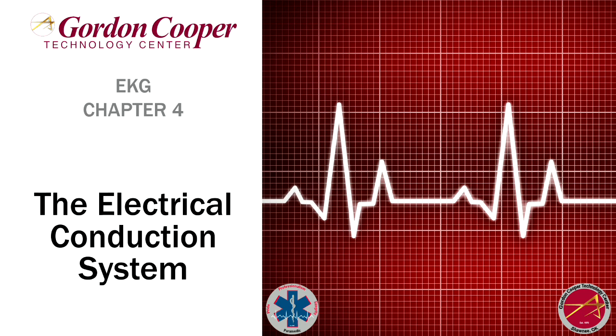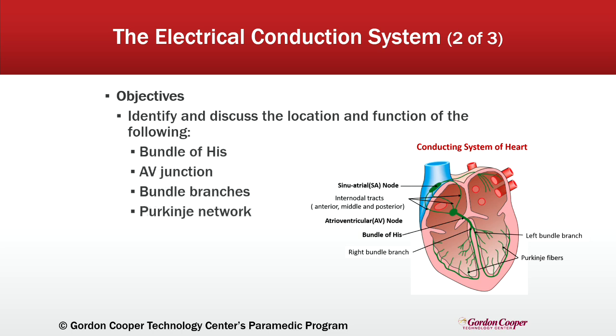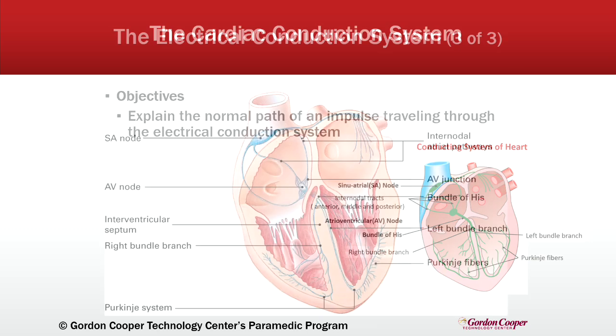Okay, we're back. Chapter 4, EKG, the electrical conduction system. So what are we going to talk about? That's a good question. Let's talk about identifying and discussing the location and function of all these things that you see. The SA node, the internodal pathways, Bachman's bundle, the AV node, the bundle of His, the AV junction, the bundle branches, the Purkinje network. We got a lot of things. And then we're going to talk about the normal path of an impulse traveling through the electrical conduction system.